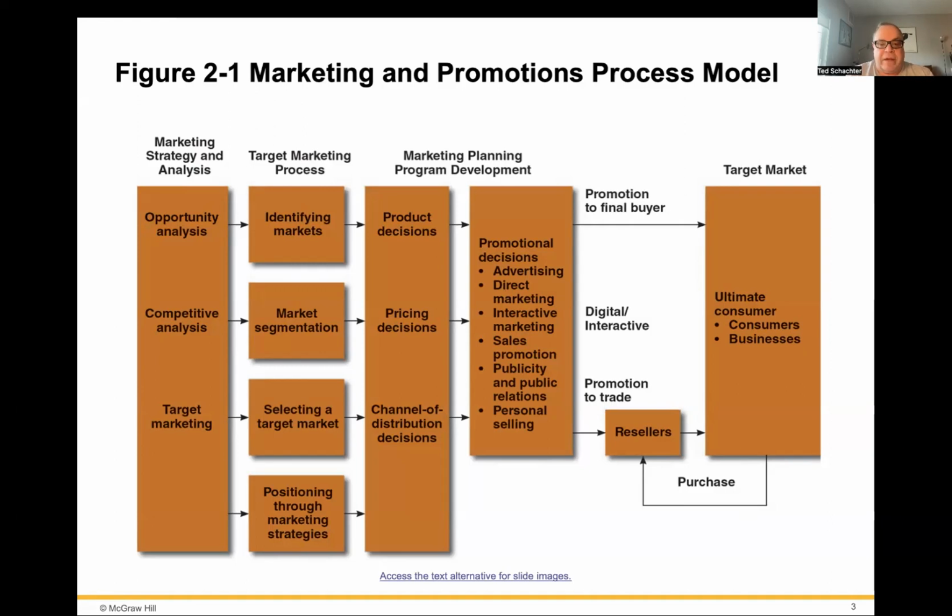So what we have here is a number of columns. And one of the first columns that we see on the left, my left, is opportunity analysis. So this is the marketing strategy and analysis point. So when we look at opportunity analysis, what we're actually saying is, where is a place that is not served by our brand, and also not served by our competitors, but could be served, where we could take market share and enter that market.